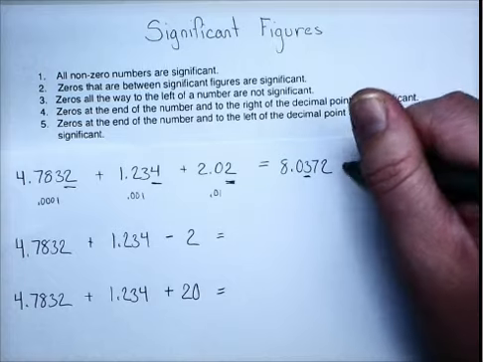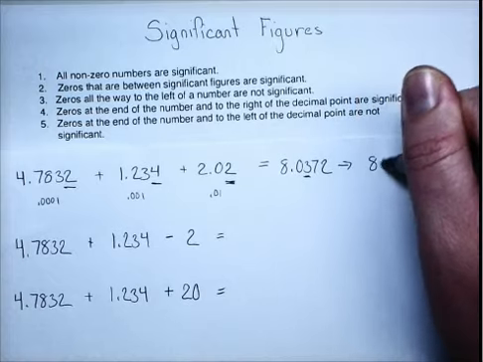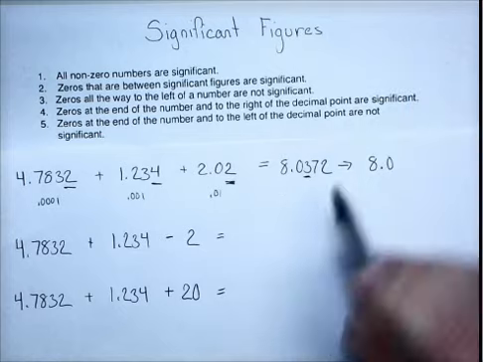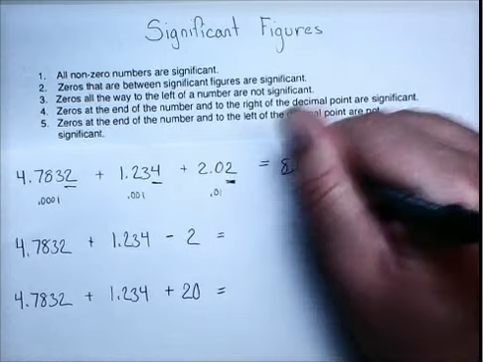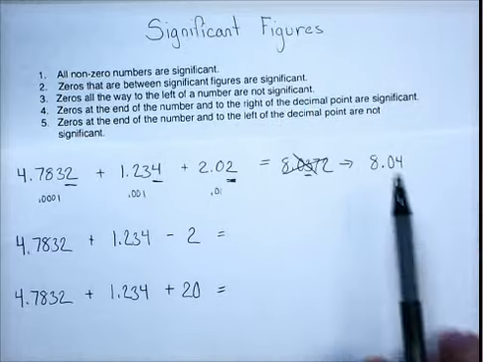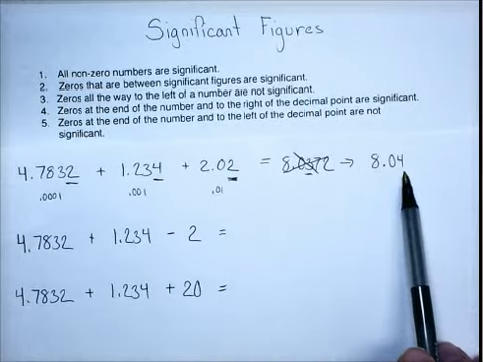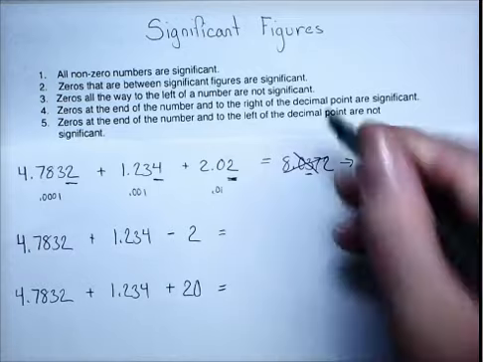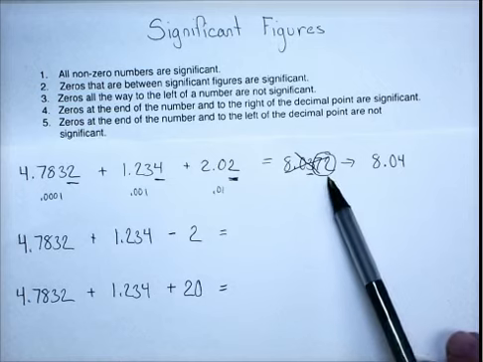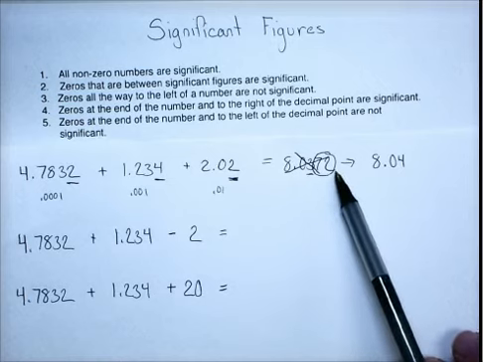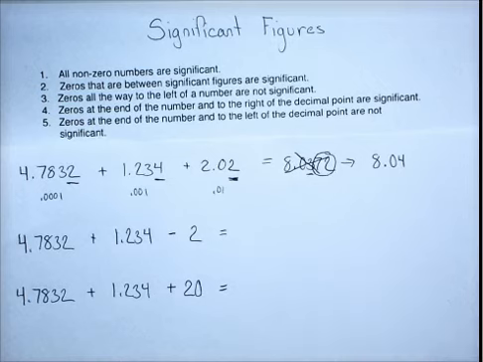So I'm going to round this off at that place right there. And so my answer actually becomes 8.0, and I'm going to round this 3 up because of that 7 next to it. So our actual answer to this math problem would be 8.04. We're discarding the 7 and the 2 because those have more precision than we actually measured. That's part of what these significant figures tell us. All right, let's look at the next one.